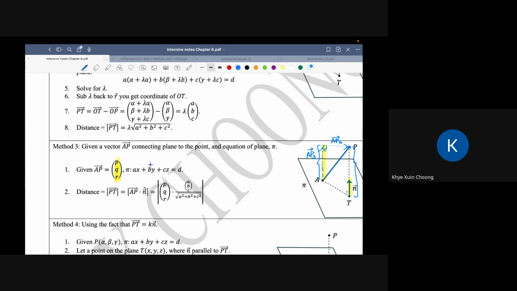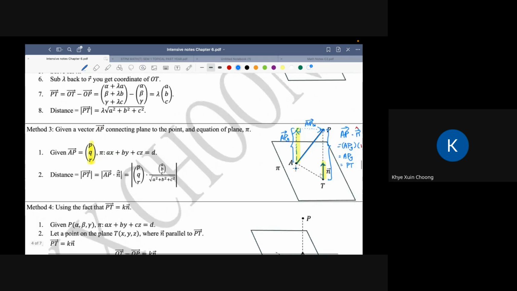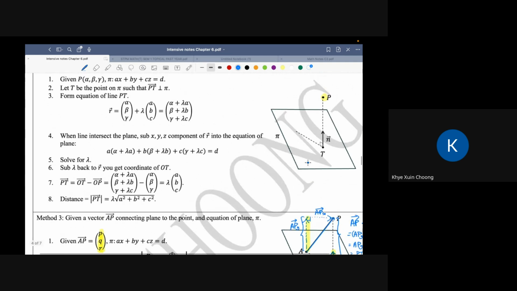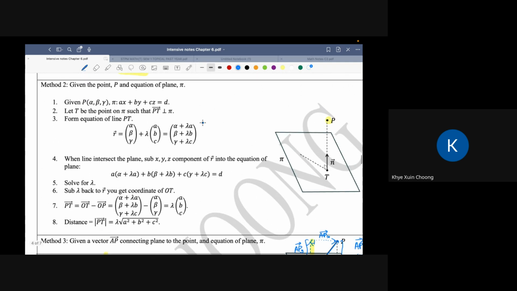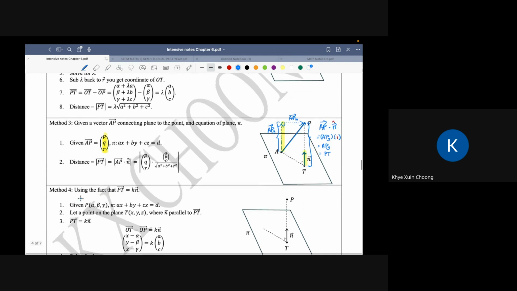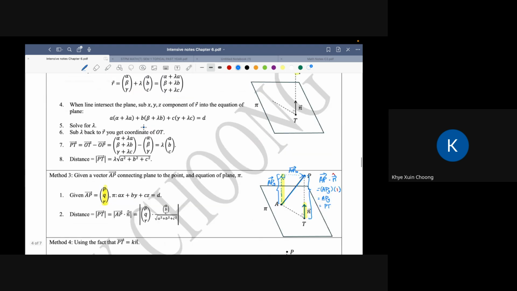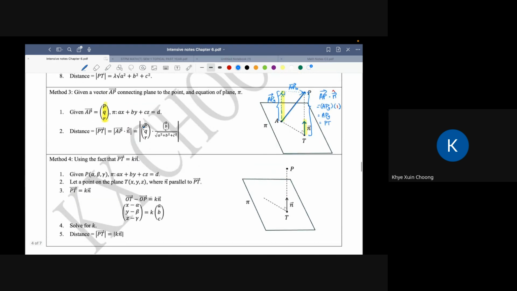So this one is just if they give you AP, another point on the plane. What happens if they didn't give you another point on the plane? They just give you the equation of the plane and the point. So what we can do is something like this: method 2, method 4, and method 1. If you have the formula, you can go straight to apply the formula, but if the marks are a bit high, better don't use the formula. You can try method 2 or method 4.